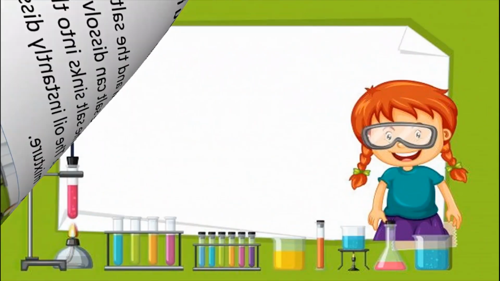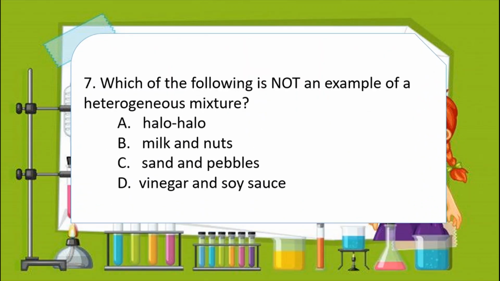Number 7. Which of the following is not an example of a heterogeneous mixture? A, halo-halo. B, milk and nuts. C, sand and pebbles. D, water and soy sauce. Heterogeneous mixture. Answer is vinegar and soy sauce.